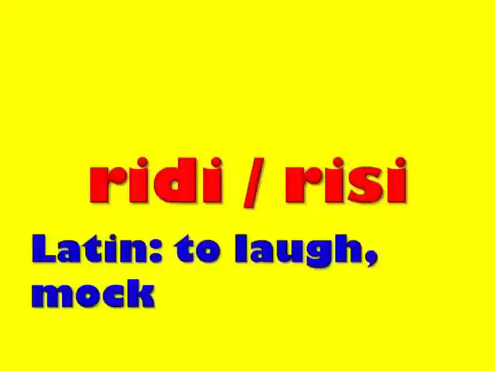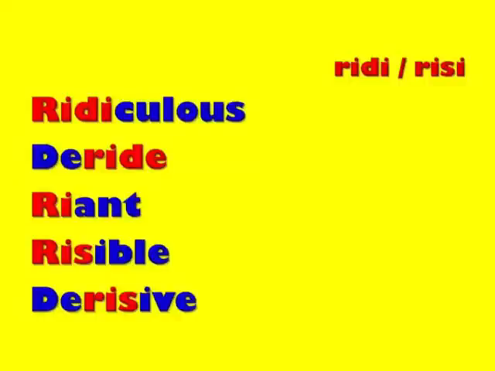Ridi or rizi is a root word that comes to us from Latin, and it means to laugh or to mock. When we say something is ridiculous, we mean that something is laughable or mockable. It's something that is worthy of being laughed at. Someone's behavior may be ridiculous. It's so bad, it's worthy of being laughed at.